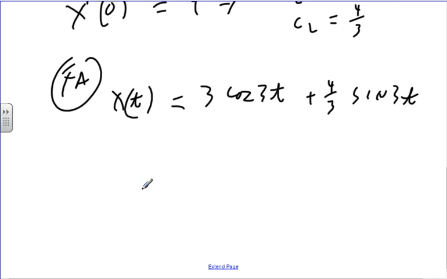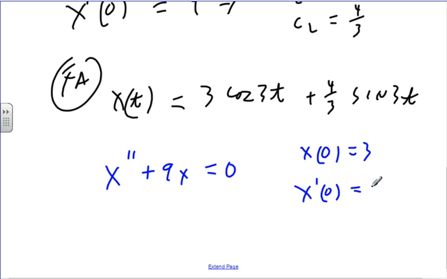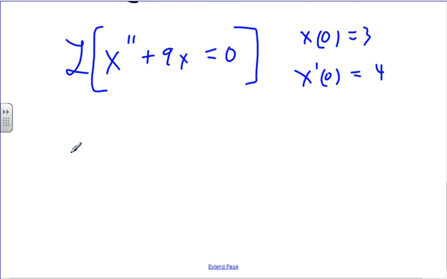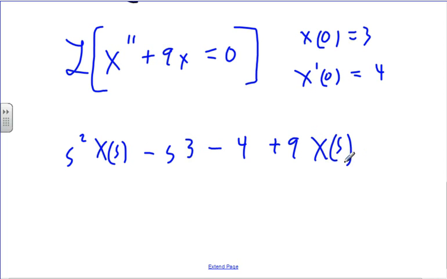But unfortunately, I'm not in Chapter 2. Or I could use series approximation, too, if I wanted to. I mean, there's no reason I couldn't. x double prime plus 9x is equal to 0. x of 0 is 3. x prime of 0 is 4. Okay, so that's what I have. I'm going to take the Laplace transform of both sides of the equation, and I'm going to get s squared X of s minus s times 3 minus 4 plus 9 X of s is equal to 0.